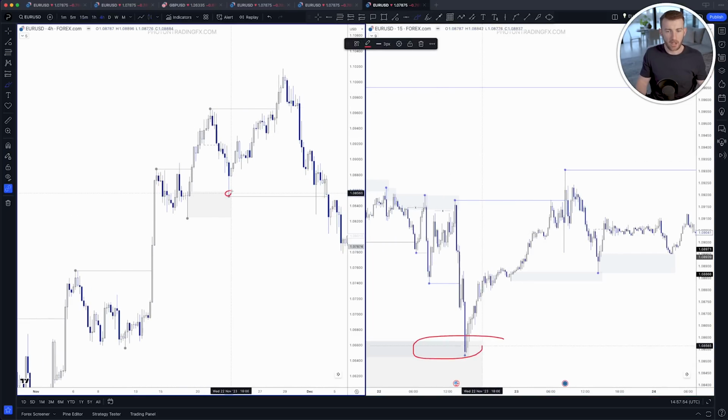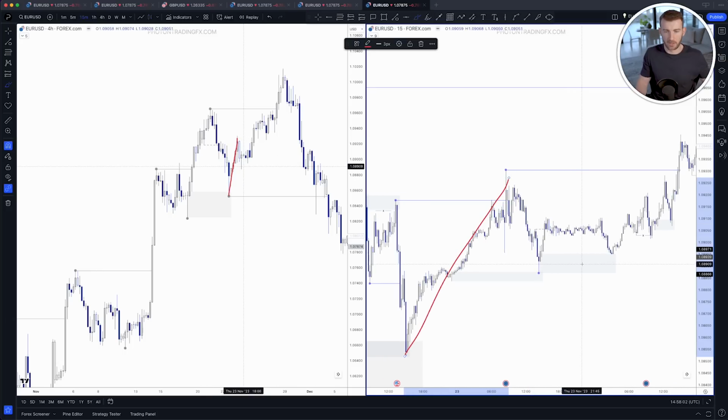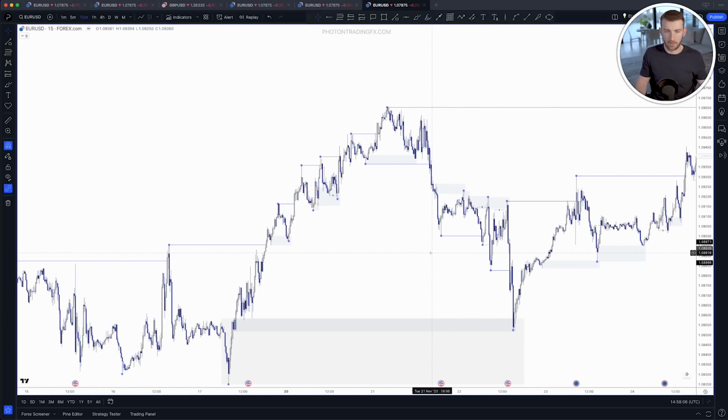So we come down into here, we expect the 4-hour pullback's over, and now we're expecting that next leg is going to be to the upside, right? We wait for the M15 to shift bullish. Okay, now if I zoom out on the M15 so we can look at it. If I zoom out, right?